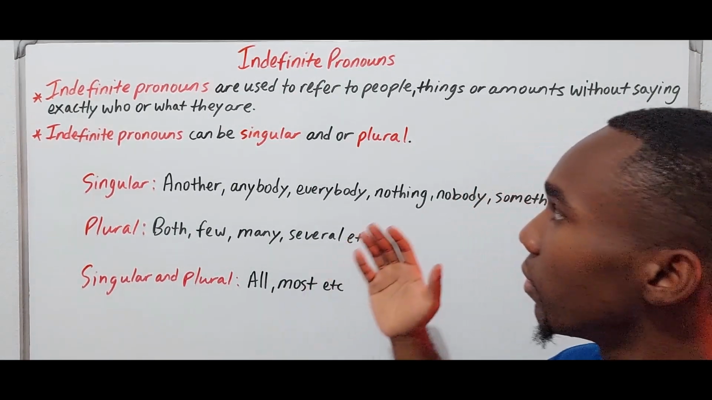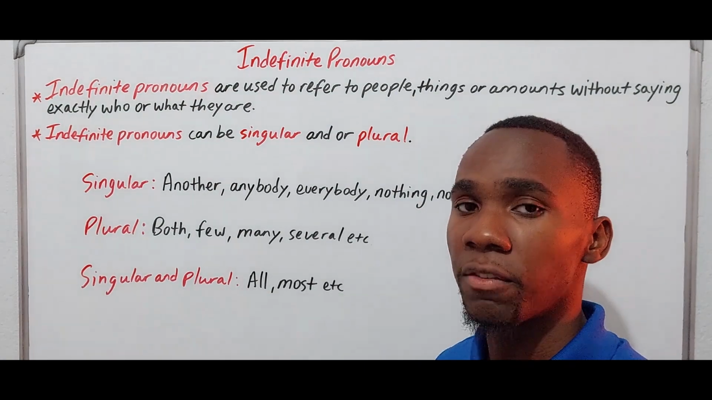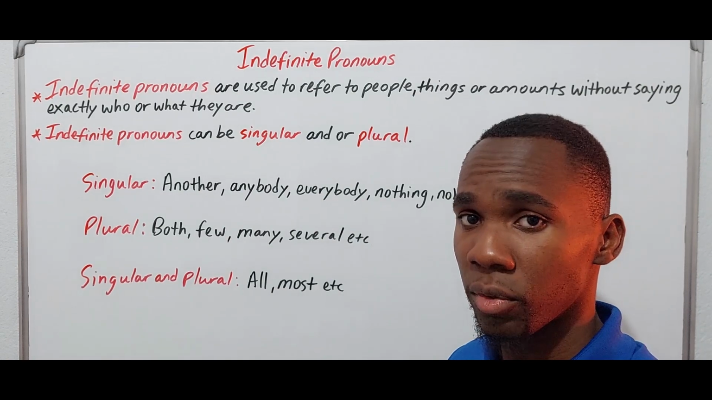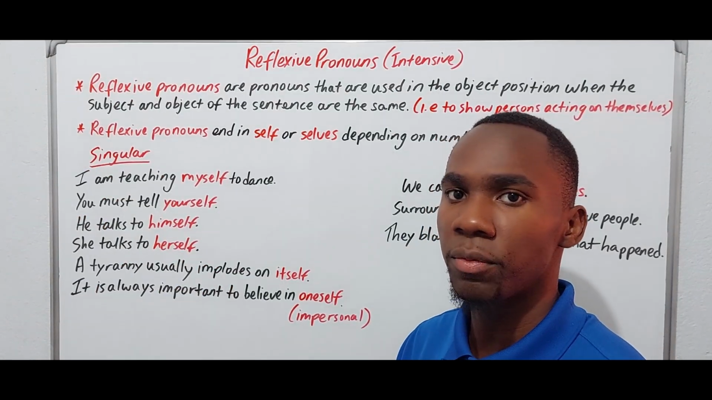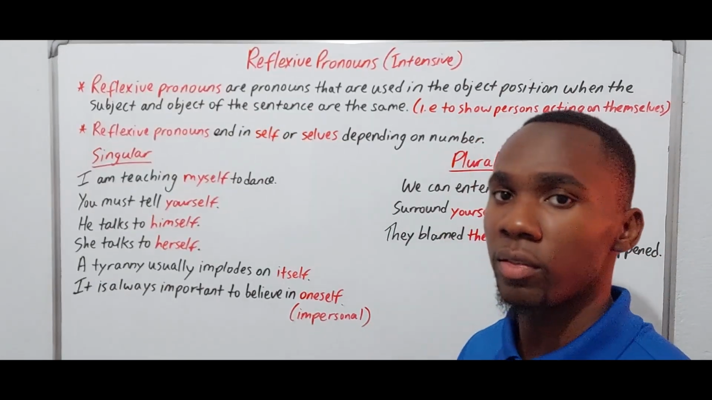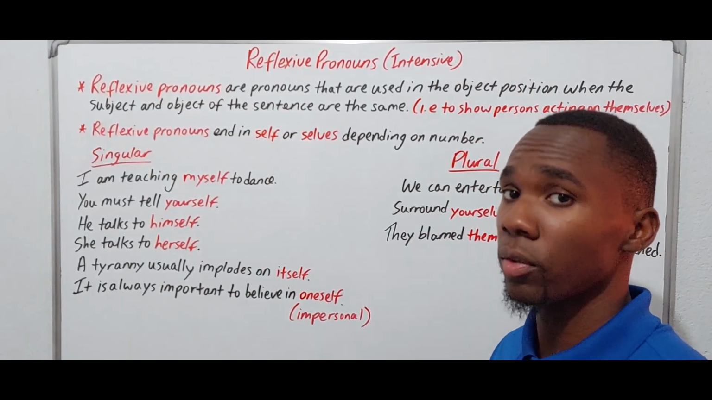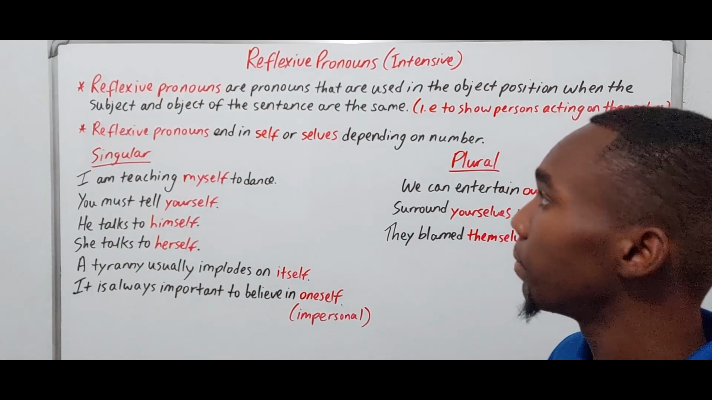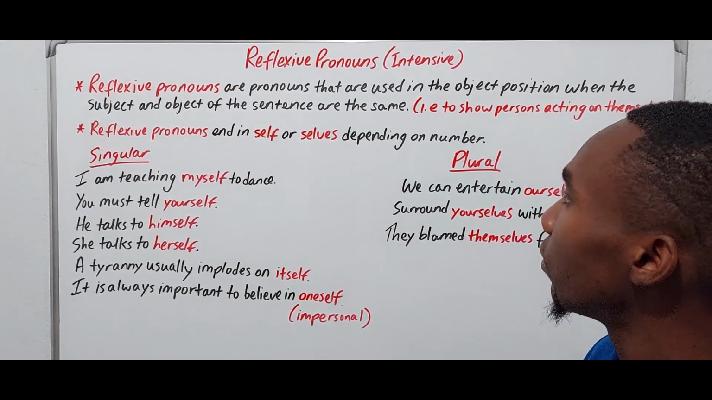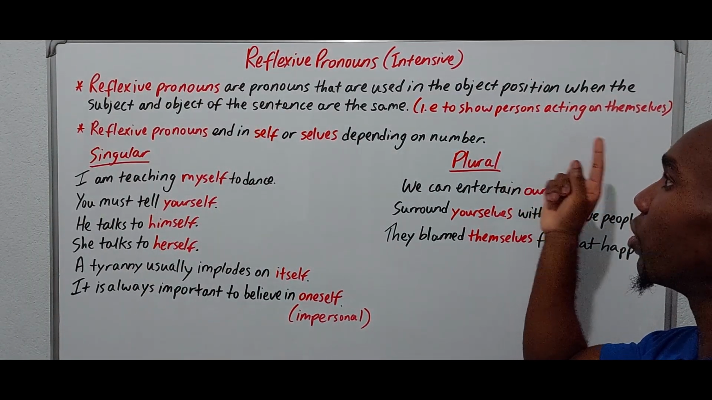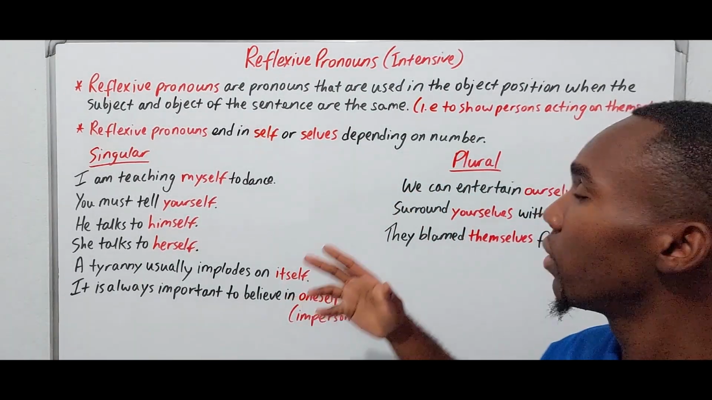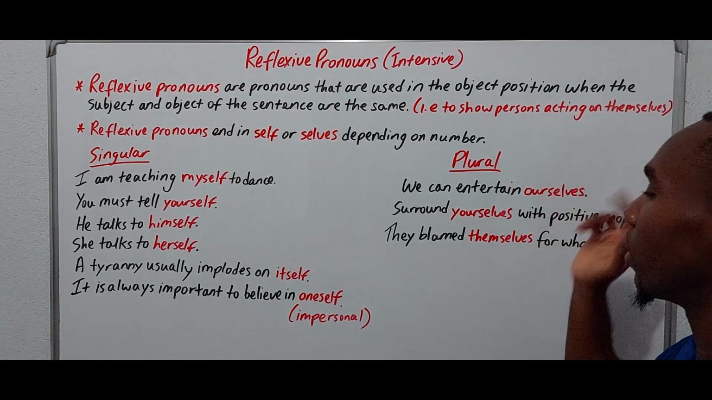Alright, so these are examples of indefinite pronouns, and now we're going to proceed to reflexive pronouns. You will see that I have intensive in brackets because these can also be intensive pronouns. But we'll get to that. So what are reflexive pronouns? Reflexive pronouns are pronouns that are used in the object position when the subject and object of the sentence are the same. In essence, to show persons acting on themselves.